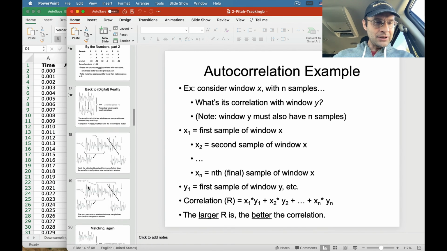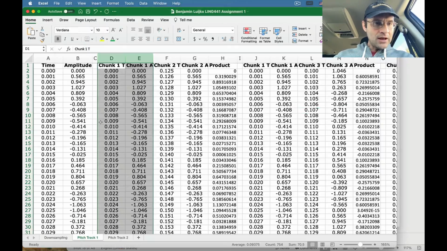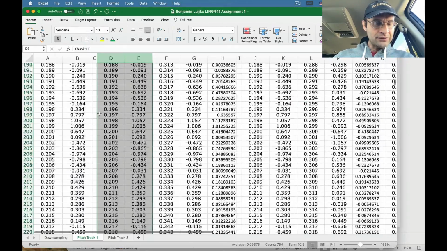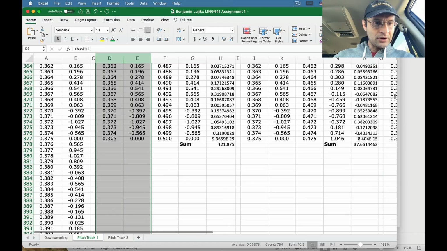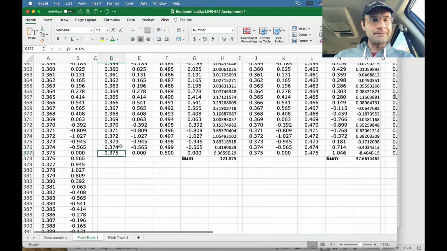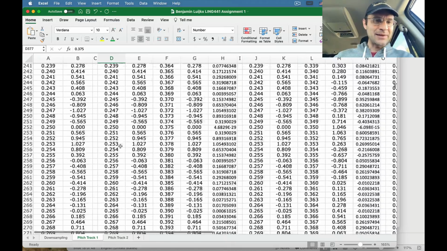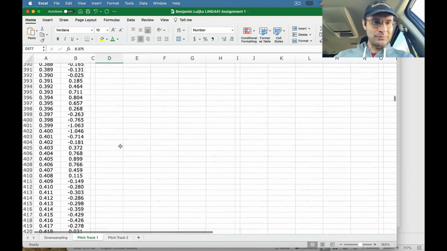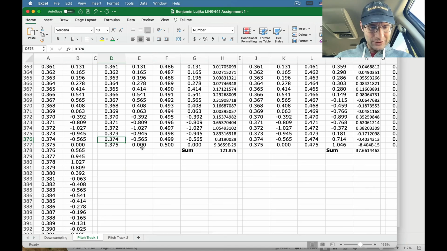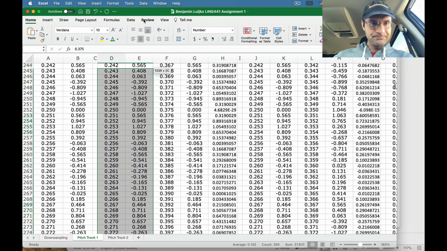We'll go back to that. And it goes for 375 milliseconds, so all the way up here to 375. Technically speaking, he only needed 375 samples, and he could have stopped at 0.374, but don't worry too much about that. But that first window is right here.